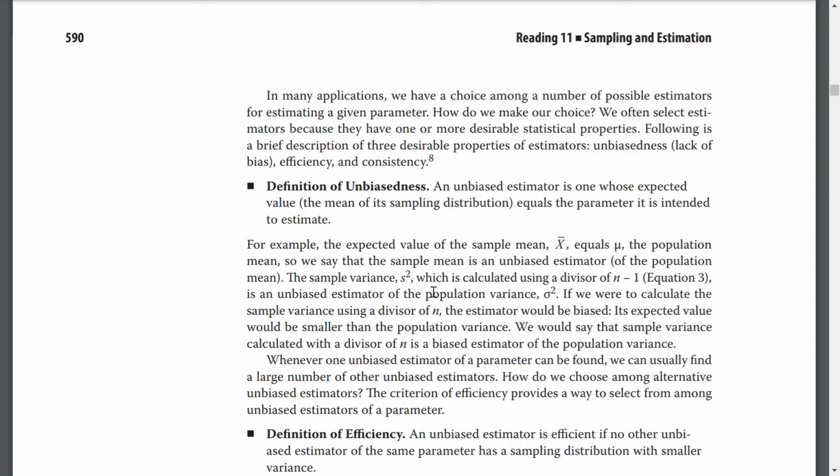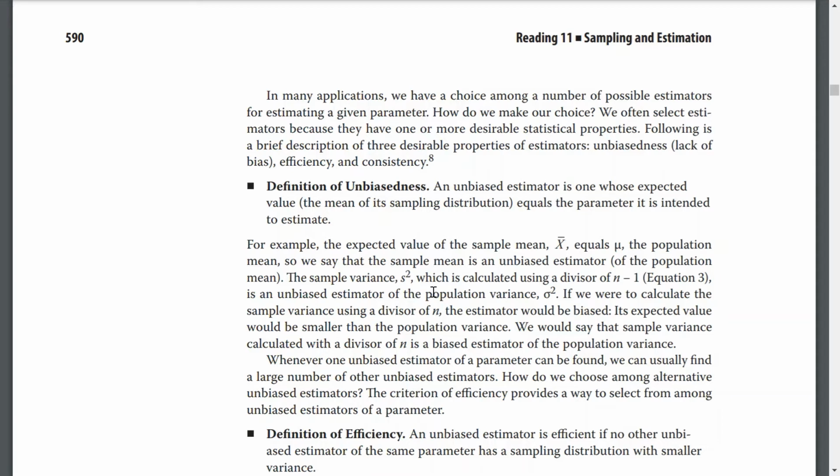The sample variance s squared, which is calculated using a divisor of n minus 1, or Equation 3, is an unbiased estimator of the population variance sigma squared. If we were to calculate the sample variance using a divisor of n, the estimator would be biased. Its expected value would be smaller than the population variance. We would say that sample variance calculated with a divisor of n is a biased estimator of the population variance.